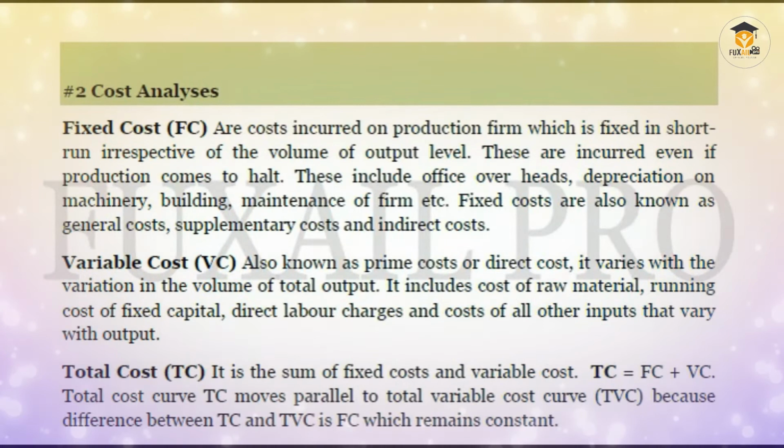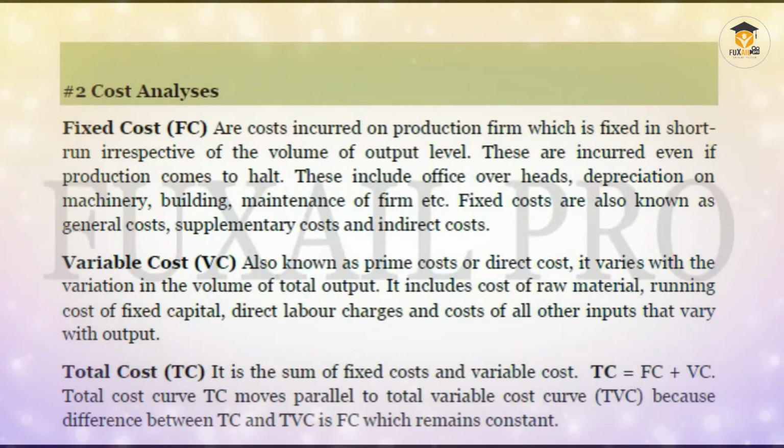Number 2. Cost analysis. Fixed costs, FC, are costs incurred on production by the firm which are fixed in the short run irrespective of the volume of output level. These are incurred even if production comes to a halt. These include office overheads, depreciation on machinery, building, maintenance of firm, etc. Fixed costs are also known as general costs, supplementary costs, and indirect costs.